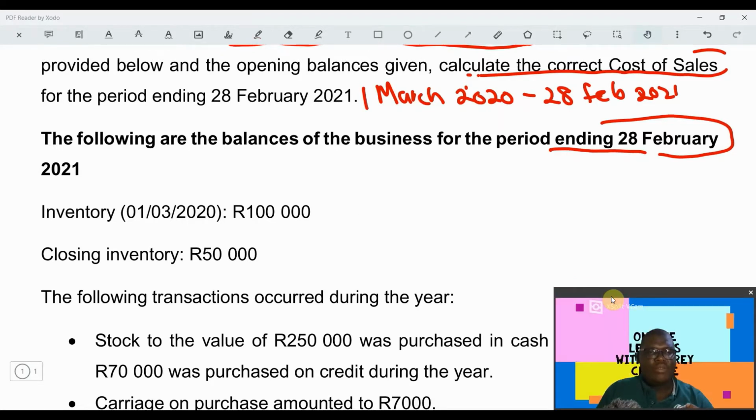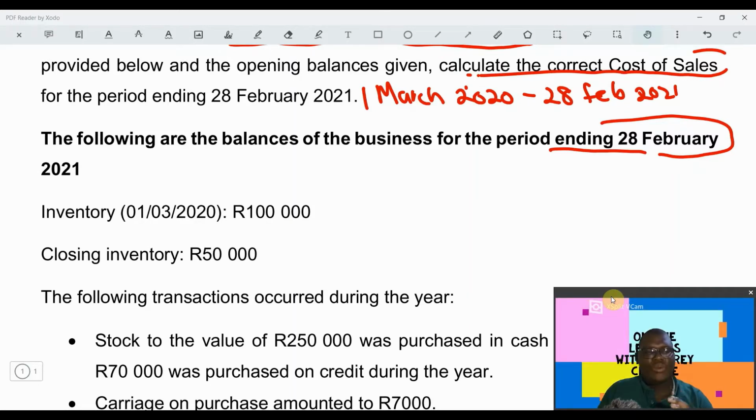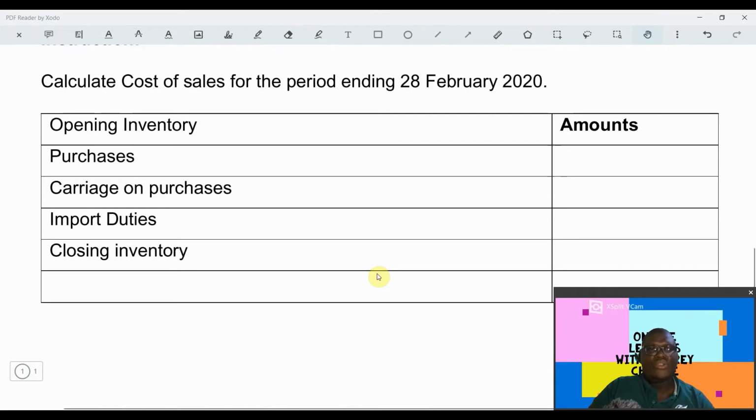Now on the information, we're already given the opening inventory. The reason I'm saying it is opening inventory is because of this 01 March 2020, which suggests that this is our opening balance for the inventory. So we need to work on the dates that we're given to get what we want. We already know that our opening inventory is 100,000, so we might as well go into the formula sheet and plug in that 100,000.